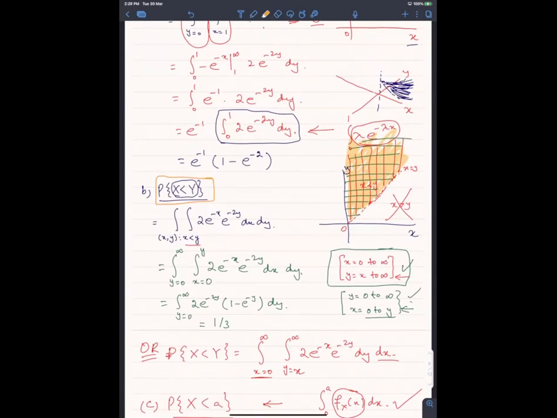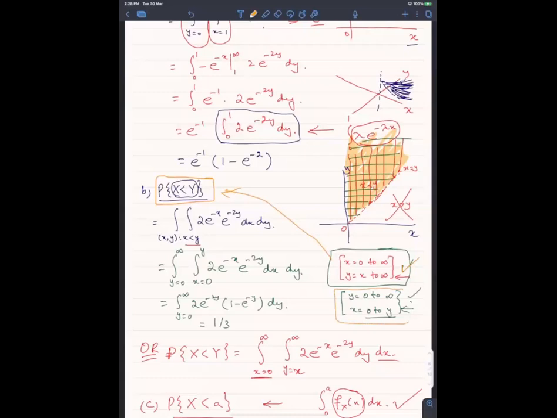इस region को दो तरीके से represent करने के, and both ways will give you the same answer. एक तो तरीका ये है कि आप कहें कि x going from 0 to infinity, but y going from x to infinity, so that will ensure that y is never less than x. So ये एक तरीका है इस region को designate करने का.